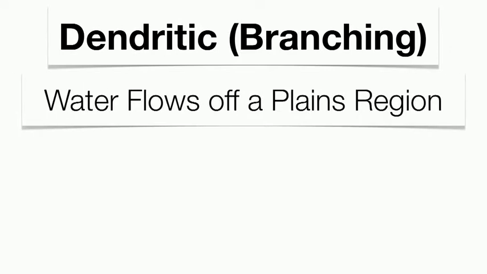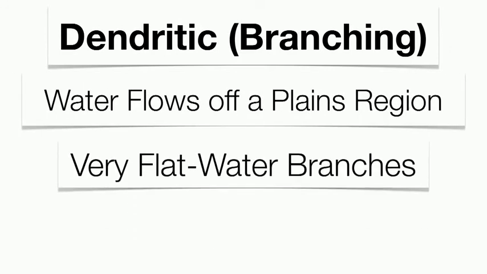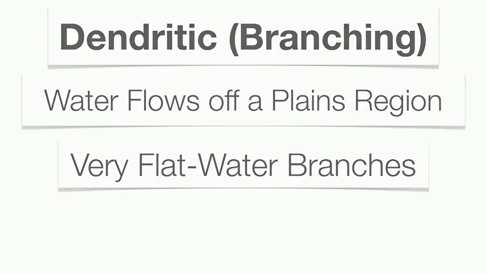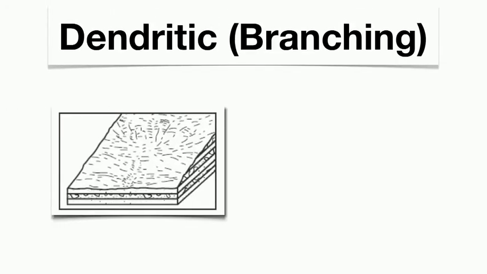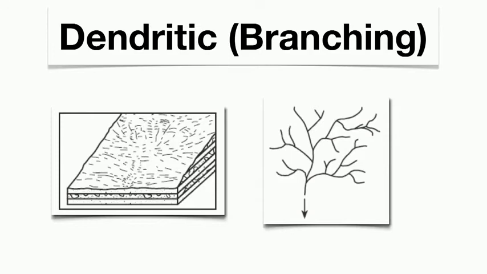The next one is what we call dendritic or branching. This occurs in really flat areas, and water tends to branch off in many directions. So you see the landscape of being very flat, maybe a plain area, and then the dendritic or the branching, you see where it gets its name from.